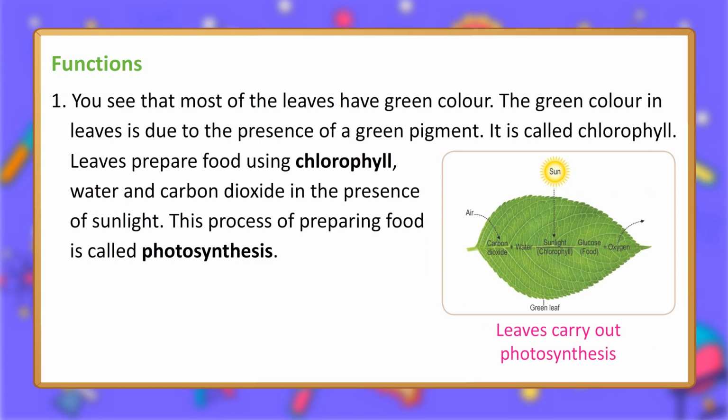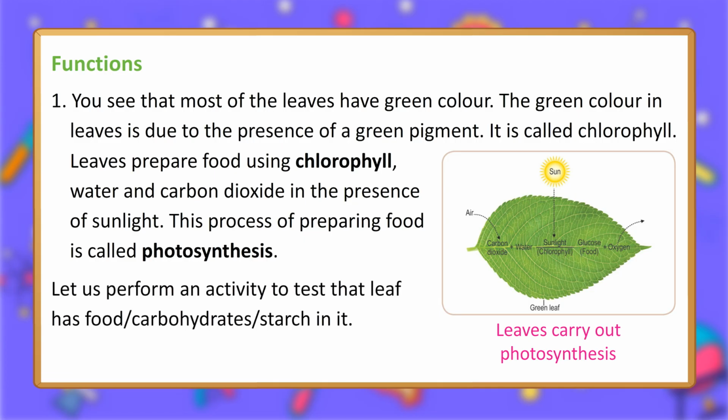Functions. 1. You see that most of the leaves have green color. The green color in leaves is due to the presence of a green pigment. It is called chlorophyll. Leaves prepare food using chlorophyll, water and carbon dioxide in the presence of sunlight. This process of preparing food is called photosynthesis.